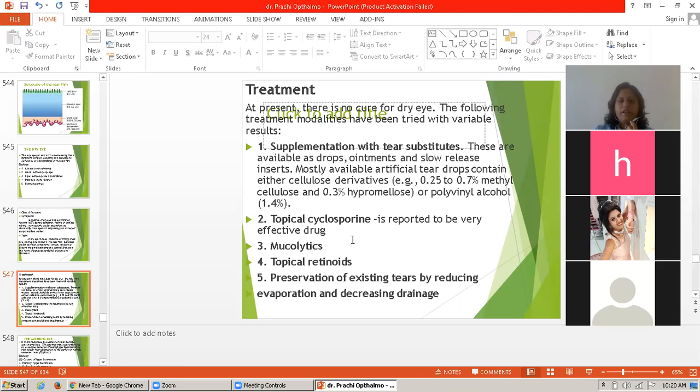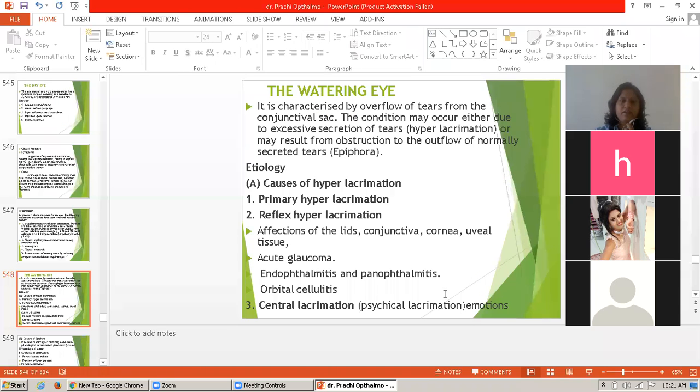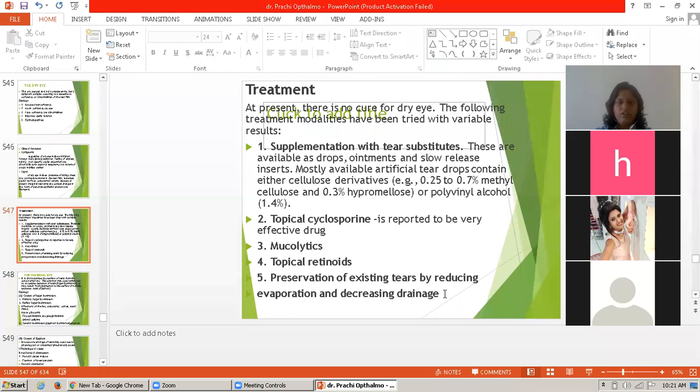Second is topical cyclosporine, which is reported to be a very effective drug in cases of dry eye. Third is mucolytics. Fourth is topical retinoids. Fifth is preservation of existing tears by reducing evaporation and decreasing drainage. So this is all about the treatment of dry eye.